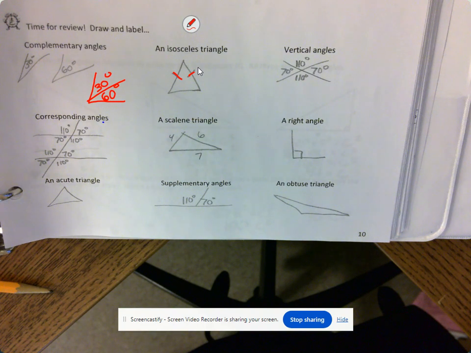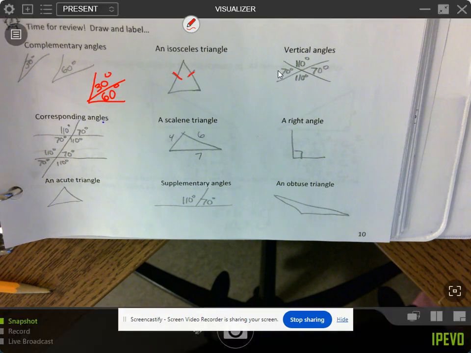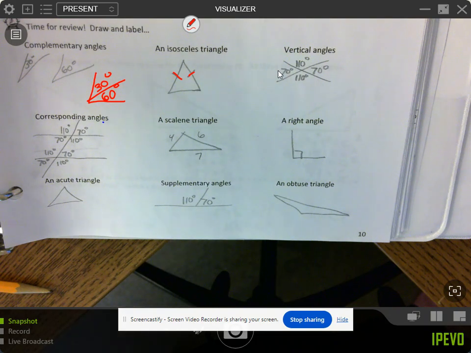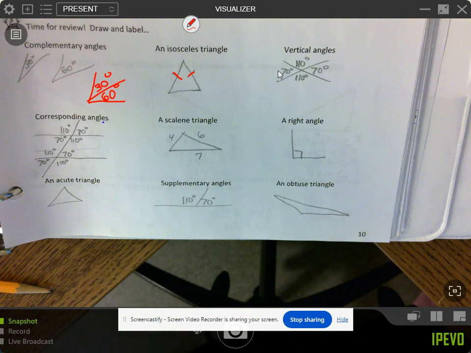This one is for vertical angles. You have to draw the X. You have to have the opposite angles being identical. So vertical angles mean we have the X showing that they share the vertex. And I have 110 and 110, 70 and 70. Why did I pick those numbers? Why would I pick 110 and 70? Kelly? Because they equal 180 when I add them together.